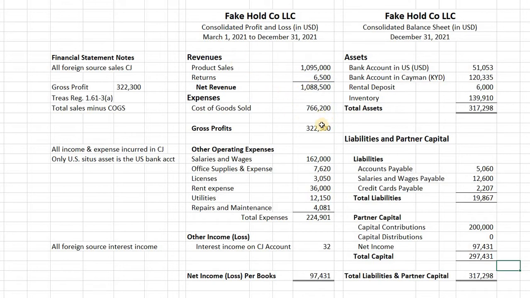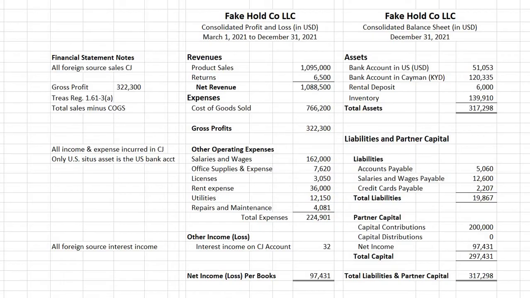So we have the revenue, cost of goods sold, there's our gross profit, various expenses, and we have some interest income that is earned on the Cayman Islands bank account. Okay, we don't have any interest income on our USD account here in the US. It's just a general checking account.